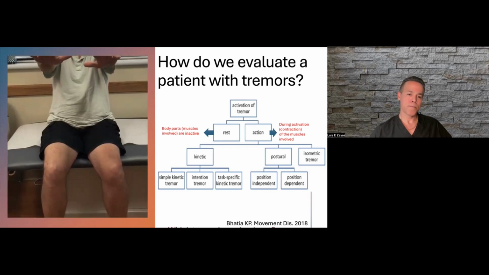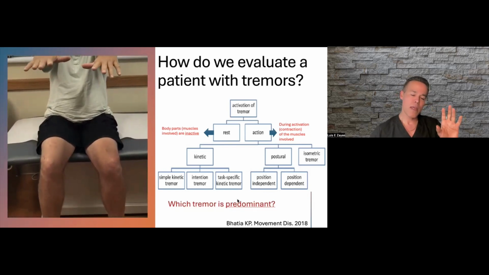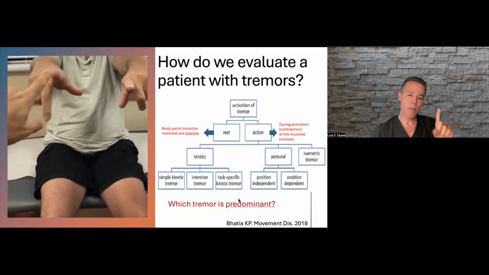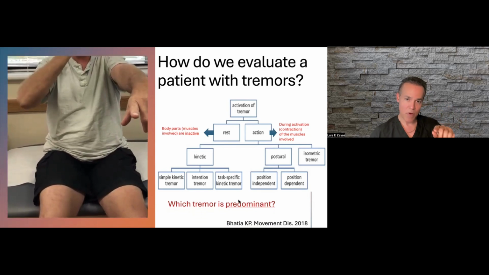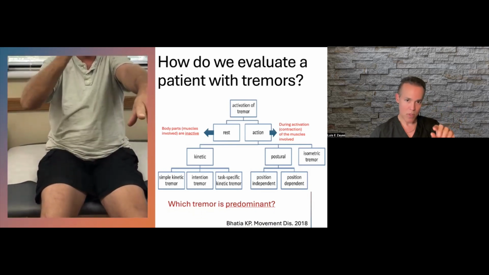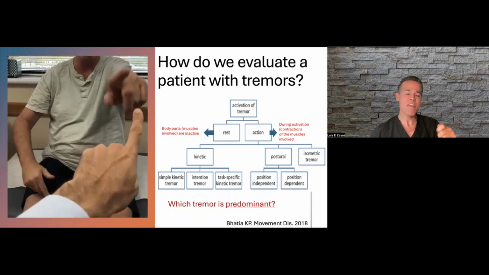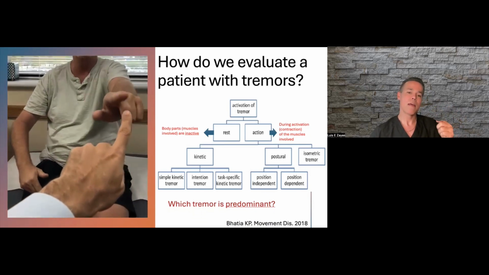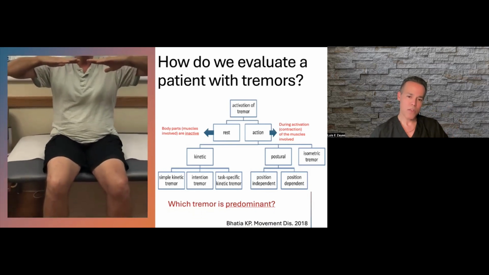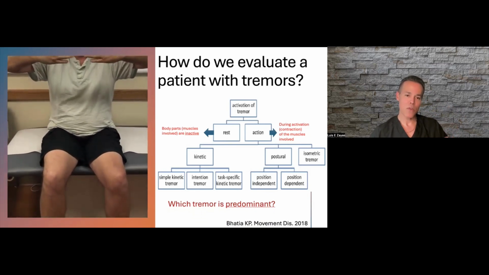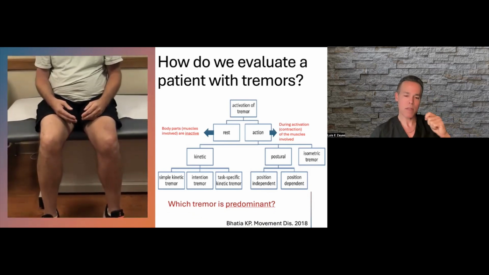Now, the other important area is to know which tremor is predominant, because remember, people with essential tremor might have resting tremor 20% of the time. They have resting tremor, but the predominant tremor is kinetic. They might have postural, but the most important tremor in essential tremor is the kinetic, during action, during movement.